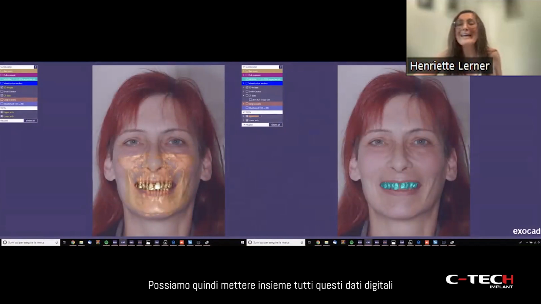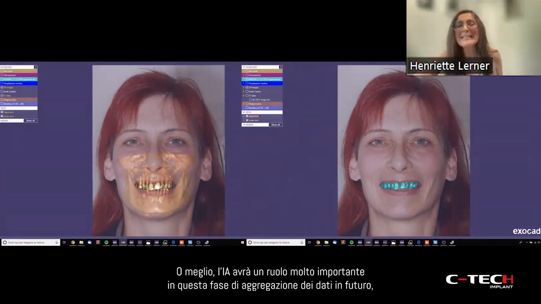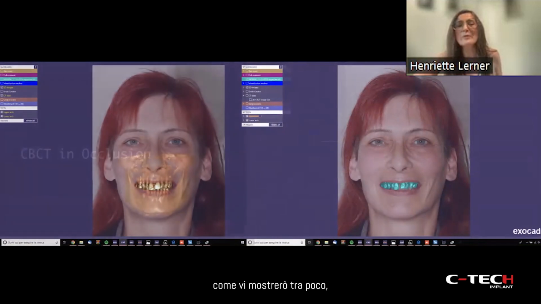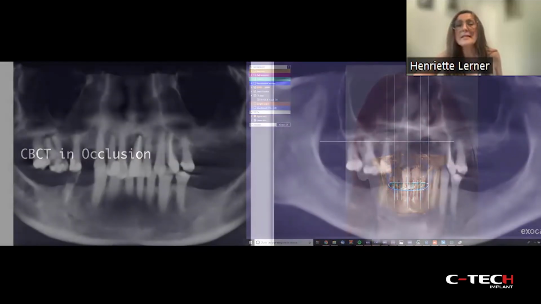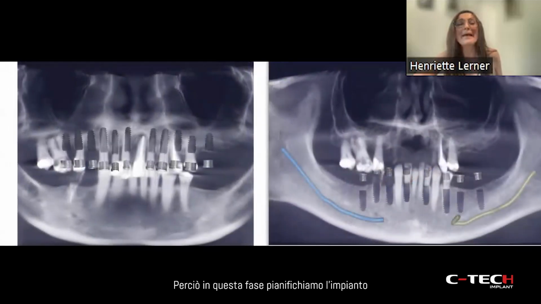So we can match all this digital data, nevertheless manually. I mean, AI will play a very important role in the matching in the future. I will show you in a minute, but by now, in this case, it was made manually. A cone beam CT. So in this phase, we plan the implant. And we also plan tooth by tooth rehabilitation.